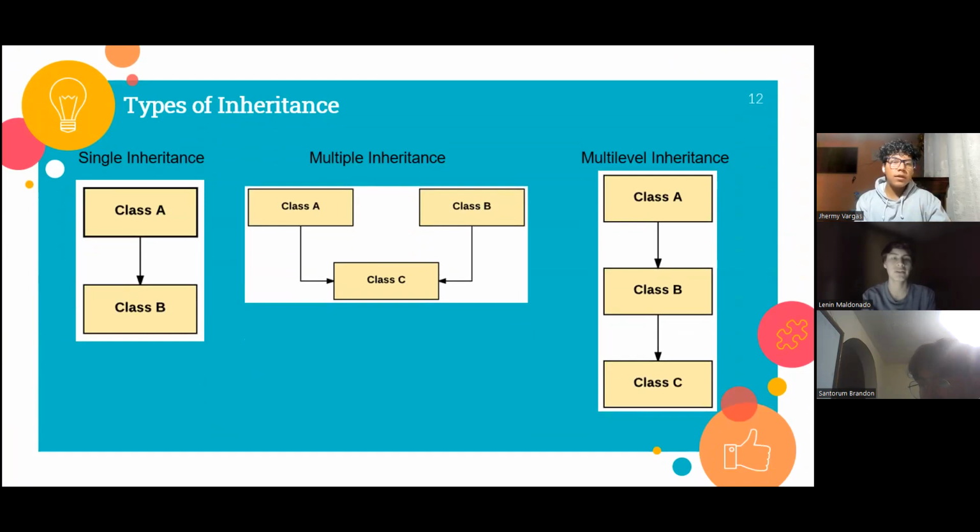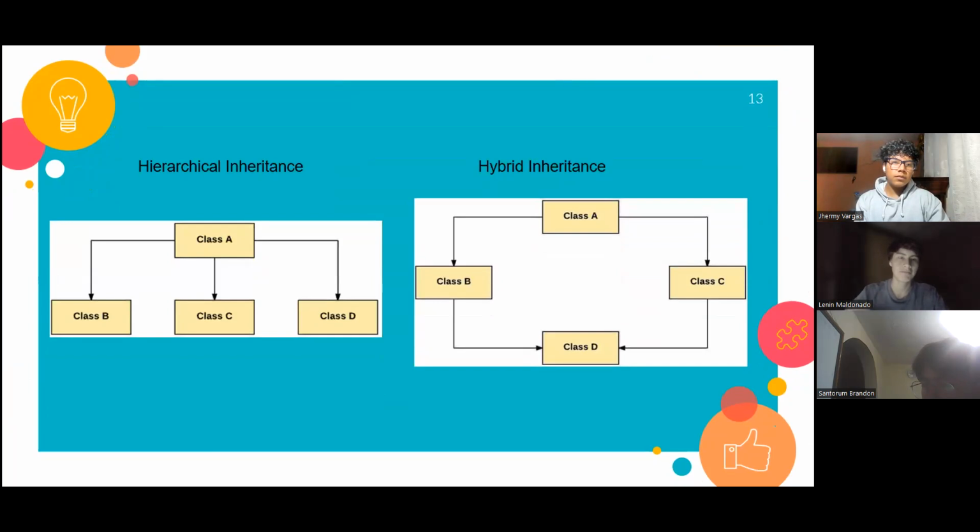Types of inheritance. Single inheritance, class A to class B. Multiple inheritance, class A to class C, and class B to class C. And multi-level inheritance, class A to class B to class C. Hierarchical inheritance, class A to class B, class A to class C, and class A to class D. And hybrid inheritance: class A to class C, class A to class B, class B to class D.